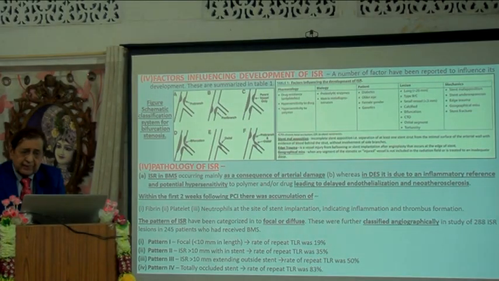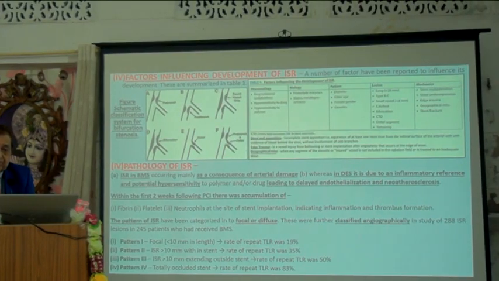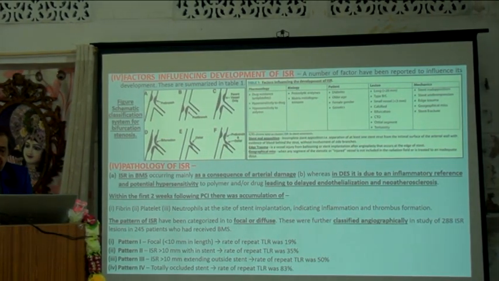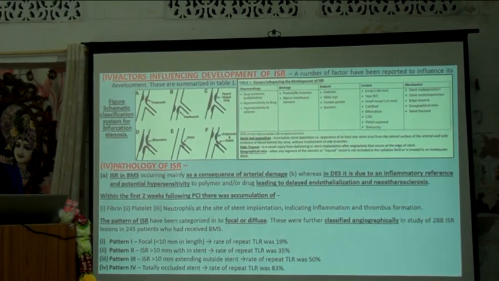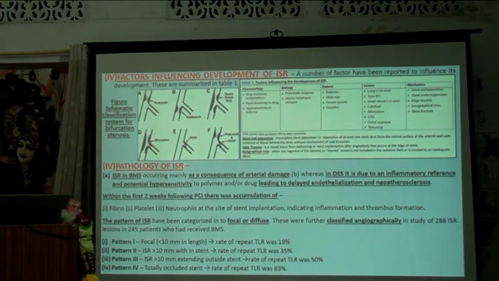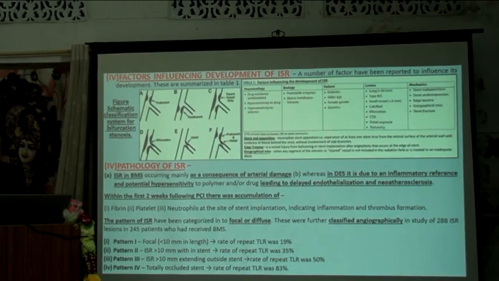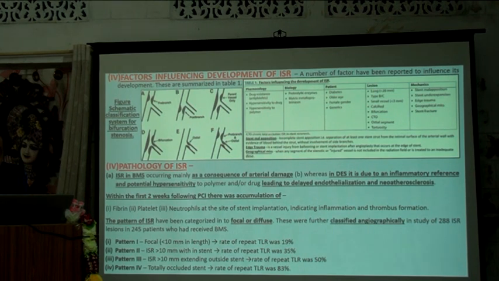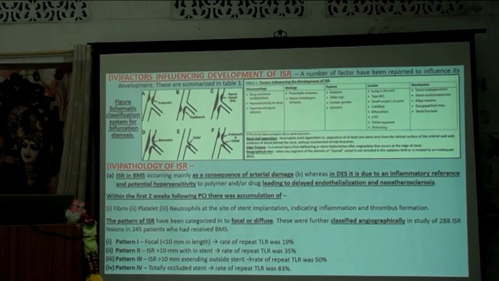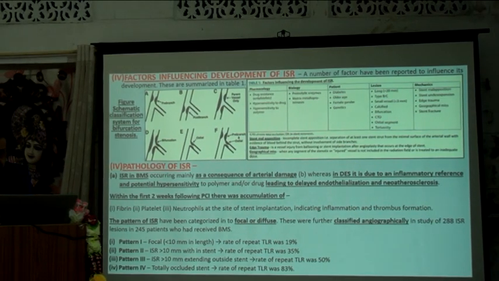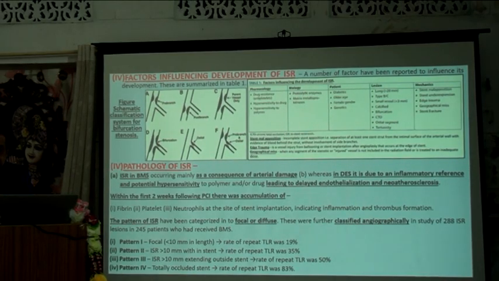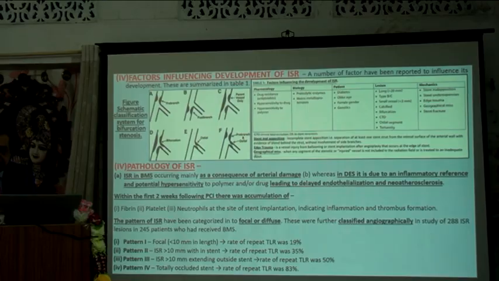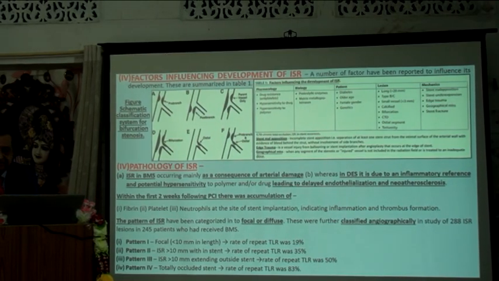In pharmacological, drug resistance may develop to the antiplatelet drug, and there can be hypersensitivity to the drugs, or hypersensitivity to the polymer in the stent. Then biological: proteolytic enzymes and matrix metalloproteinase. In patients, risk factors like diabetes, older age, female gender, and genetics.